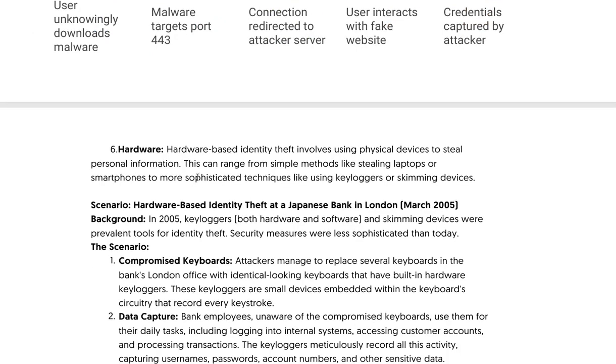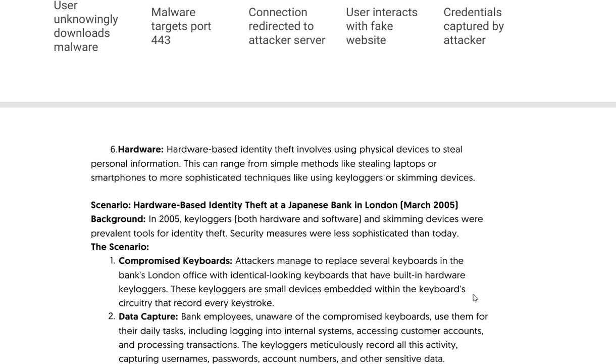Next you have hardware-based identity theft, which involves physical devices to steal personal information. This can range from simple methods like stealing laptops and smartphones to more sophisticated techniques like making use of keyloggers and skimming devices. We already discussed keyloggers and skimming devices, such as installing a device at an ATM machine to steal the victim's information.